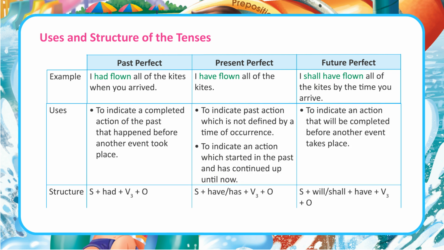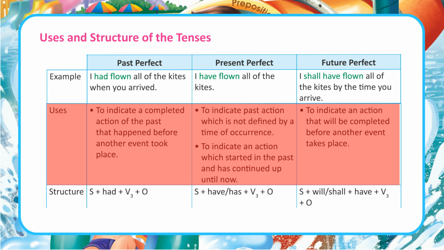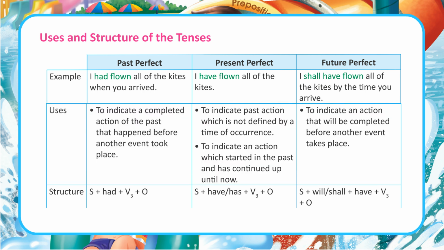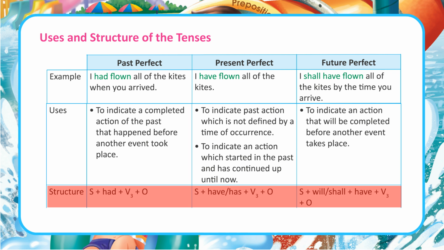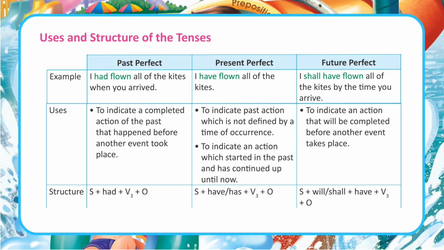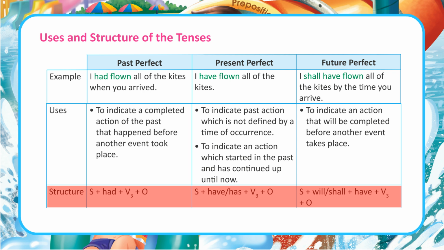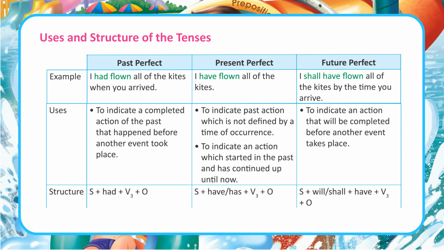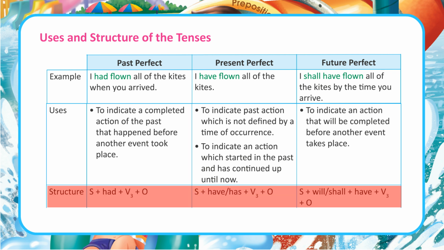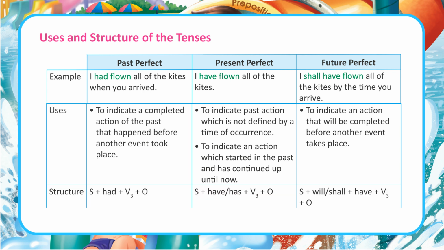To indicate an action which started in the past and has continued up until now. To indicate an action that will be completed before another event takes place. Structure: S plus had plus V3 plus O. S plus have/has plus V3 plus O. S plus will/shall plus have plus V3 plus O.